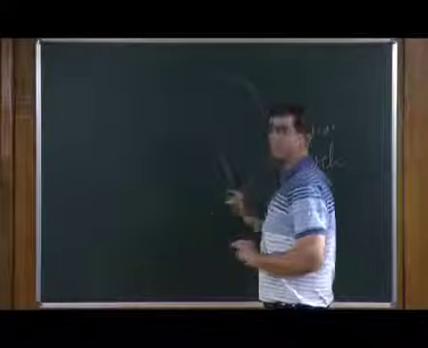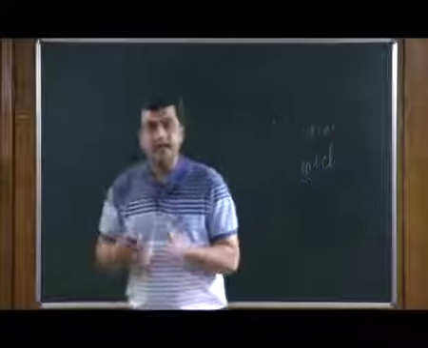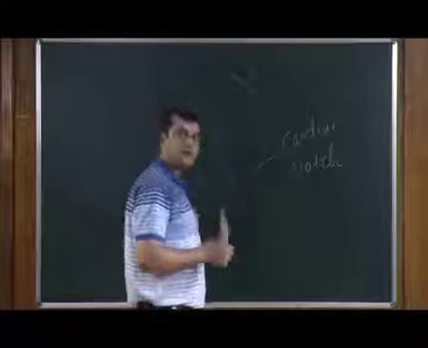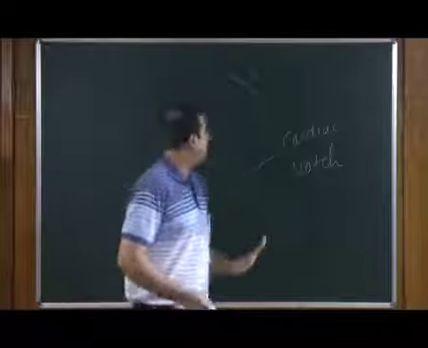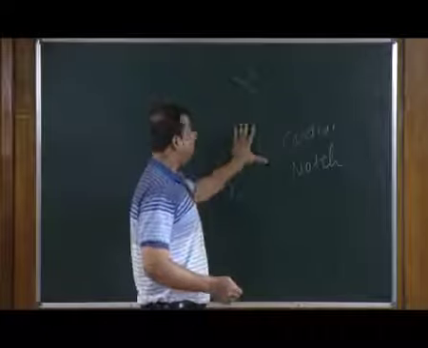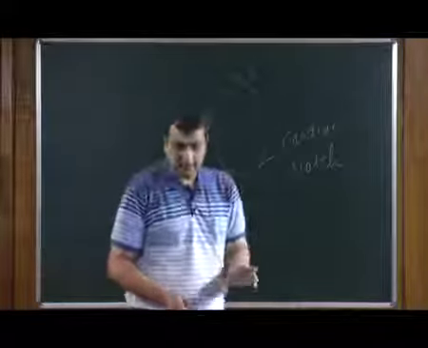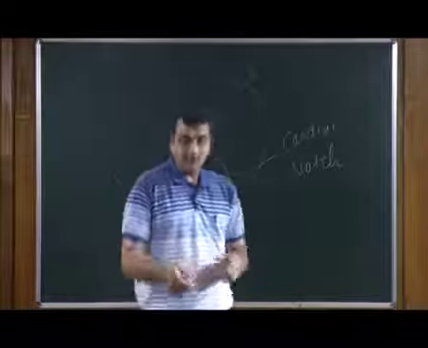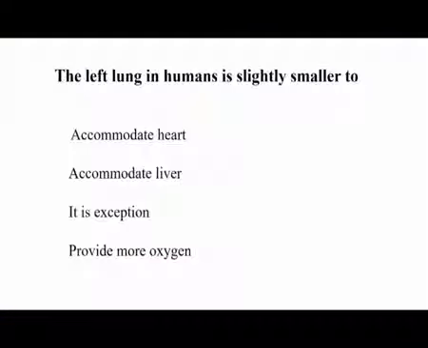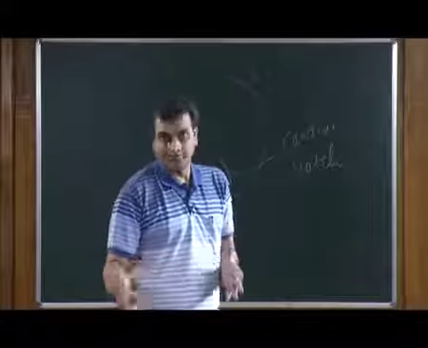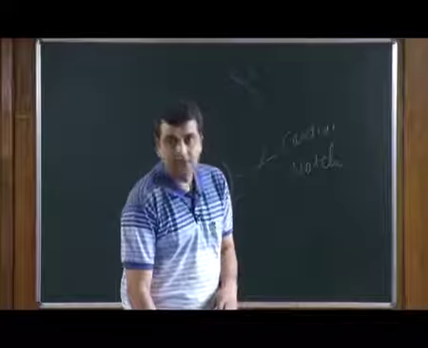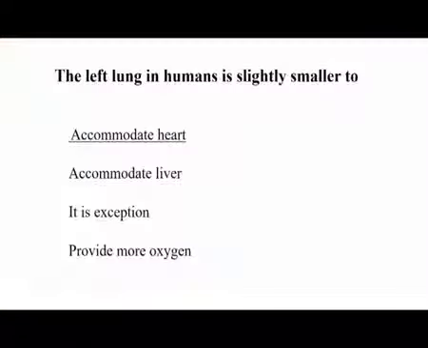So to cover this question, we should remember that the location of the heart is towards the left side of our body. Because of this, the left lung is slightly smaller in size. Of course, the other choices, accommodate liver, it is an exception, and provide more oxygen, are not pertinent. So the appropriate answer to this question is accommodate heart, just to get extra space for the heart.